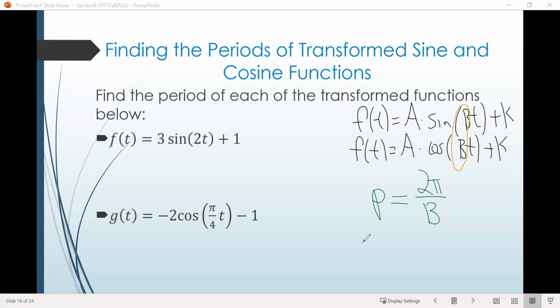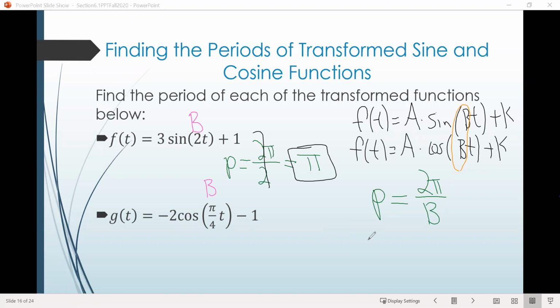Okay, so if we look at the two examples over here to the left, in the first one, we see that the value of b is 2. In the second one, we see that it's pi over 4. So we can use that information to find the periods now. For the first one, we'll do 2 pi divided by the value of b, which is 2. Here, the 2s will cancel out, and we're just left with pi being the period there.